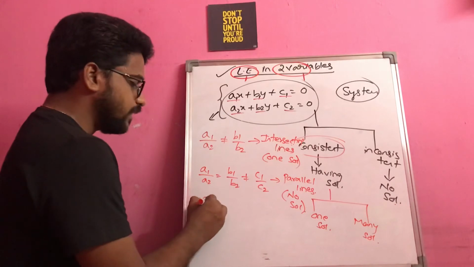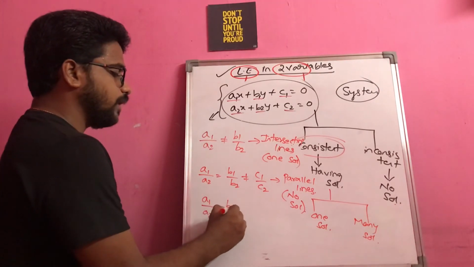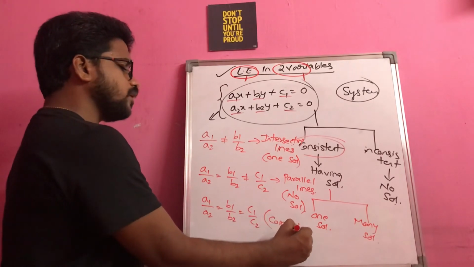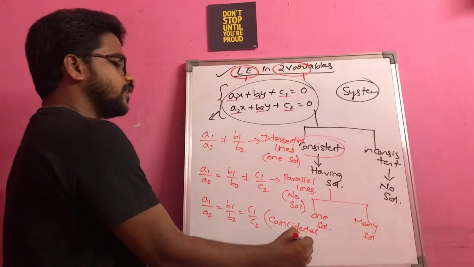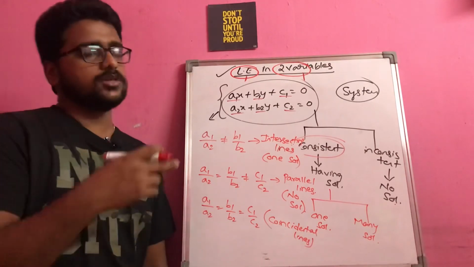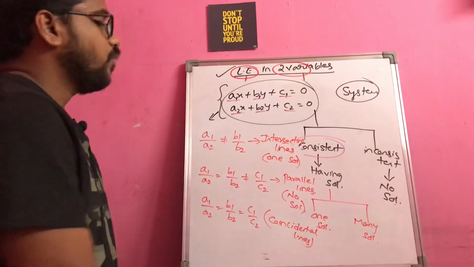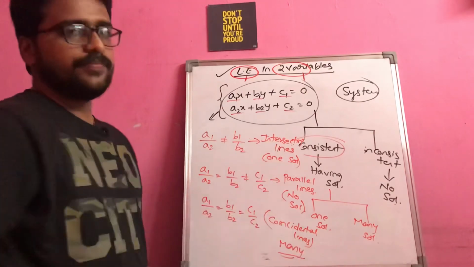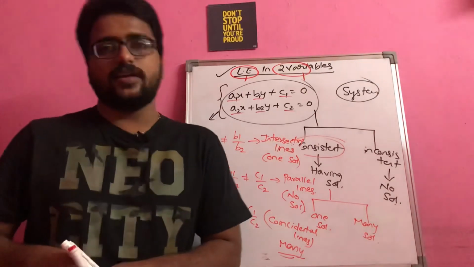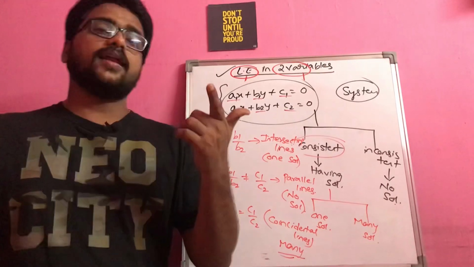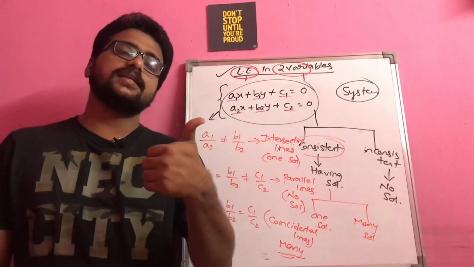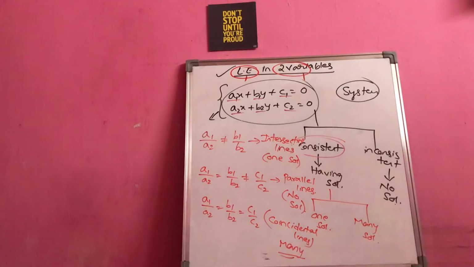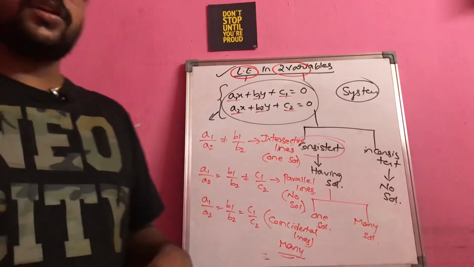And the last condition, a1 by a2 is equal to b1 by b2 is equal to c1 by c2. This is called coincidental lines. If you observe, all the ratios are the same, which means both lines are the same here. When these are coincidental lines, you will have many solutions. So these are the three cases they defined: intersecting lines, parallel lines and coincidental lines. Intersecting lines have only one solution. Parallel lines have no solution, whereas coincidental lines have many solutions.